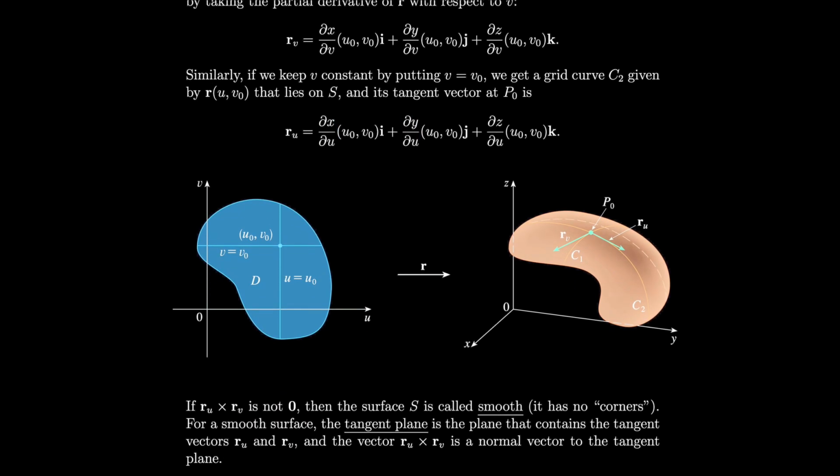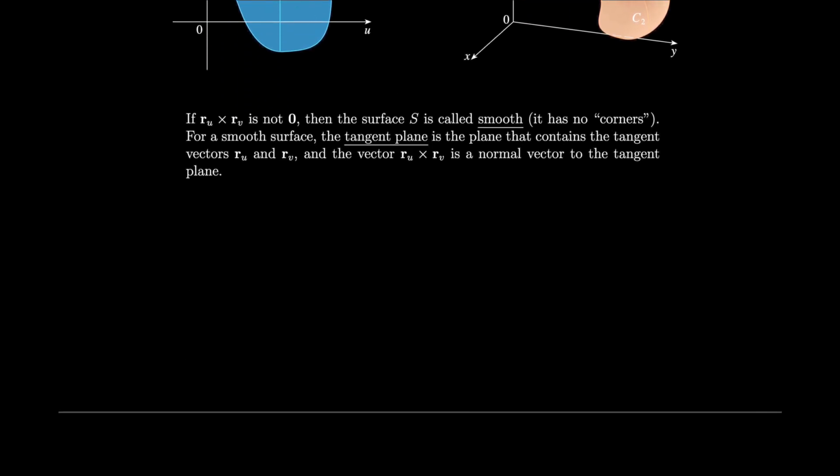So what we can do is, we could say that if the cross product is not 0, then our surface is called smooth. And for a smooth surface, we can build a tangent plane out of these vectors. So that tangent plane is the plane that contains our tangent vectors ru and rv, and the vector ru cross rv is a normal vector to our tangent plane. So it kind of pokes out. Remember, our cross product is perpendicular to both of the vectors that go in. So now we have a normal vector to the tangent plane, ru cross rv, so we have a way of building the tangent plane. So let's do an example of that.